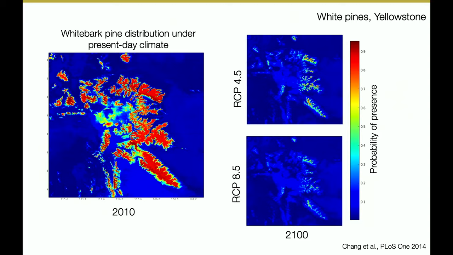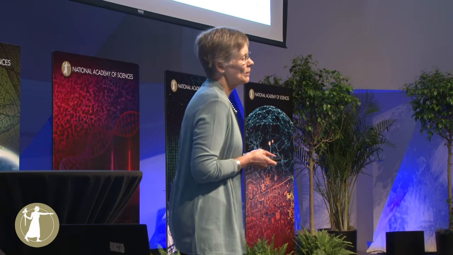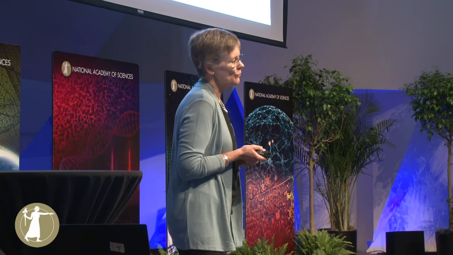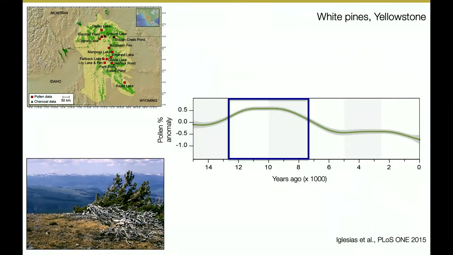Well, when I see this kind of map that's based on present-day distributions, as a paleoecologist, it kind of perks my interest because I wonder, well, what does the paleoecology record show about that? We looked at all the white pine pollen records from the region, and it was interesting to us, they go back 15,000 years, that there's this period when white pines were really quite abundant in the Yellowstone region, between about 13,000 and 7,000 years ago. And then since then, the abundance of white pine has declined.